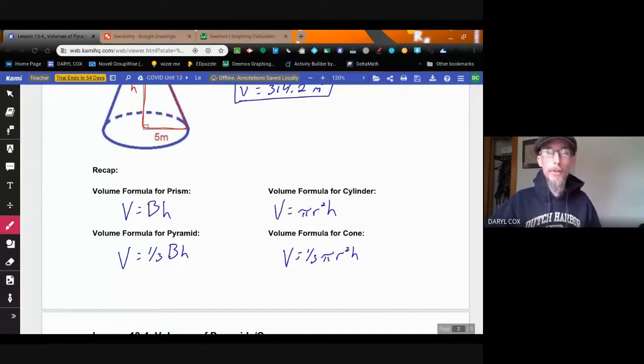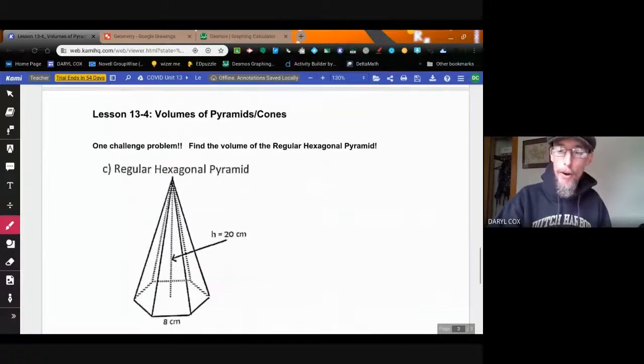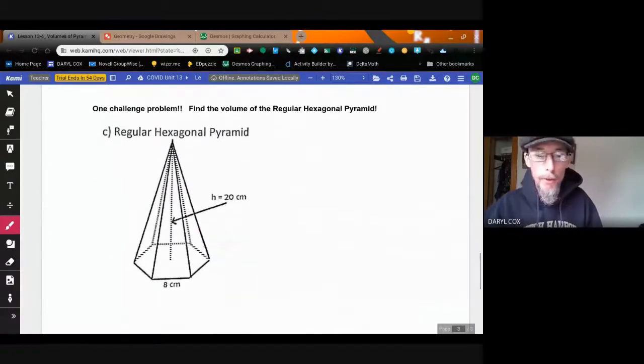So that's really all you're doing. It's that area of the base that's important. That can be the kicker. That's the thing that changes. That's why we spend a little bit of time doing area first. In fact, let's look at a challenge problem. Let's take a shape that we don't have a formula for the area for.